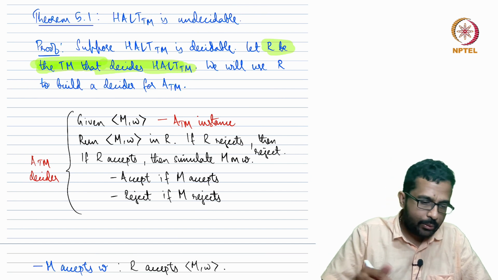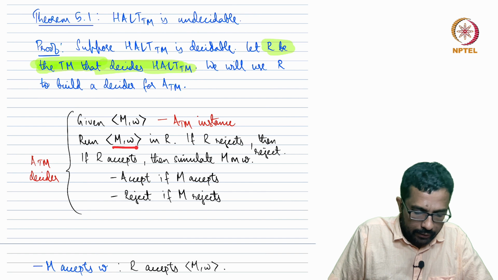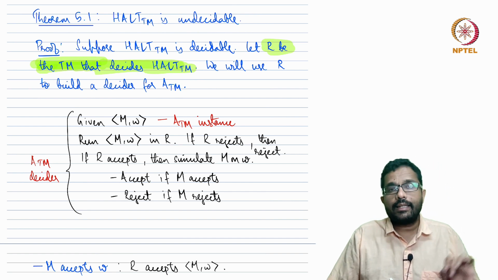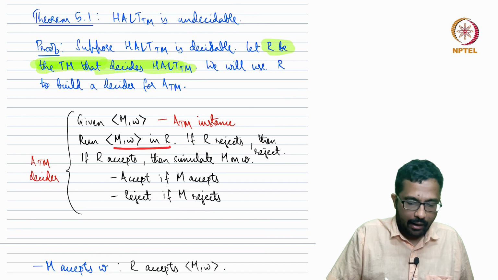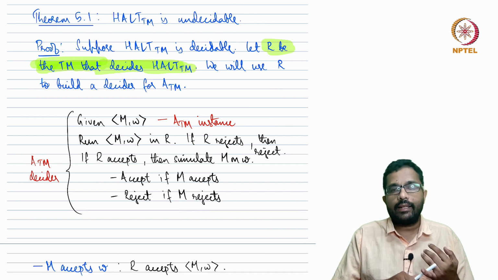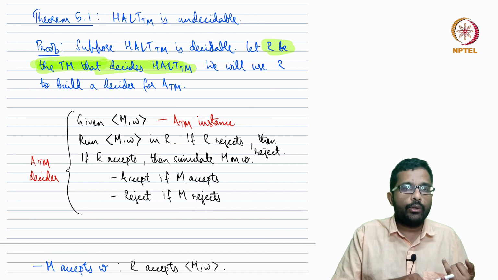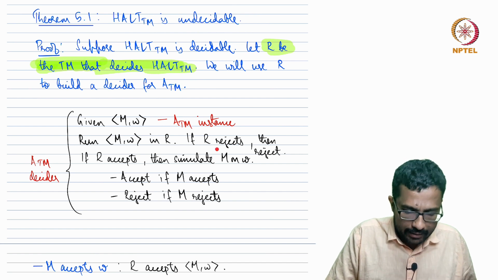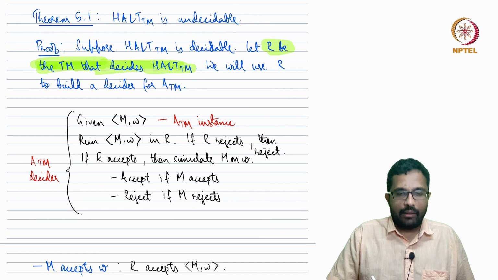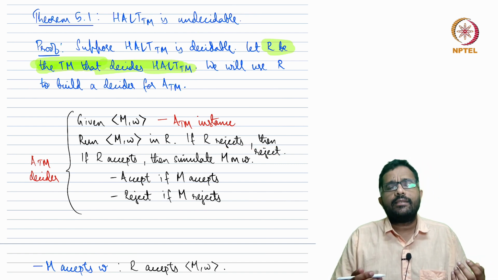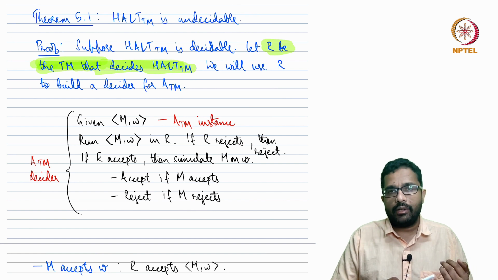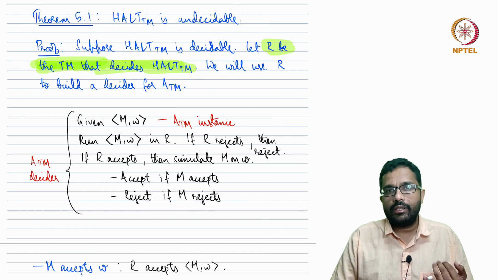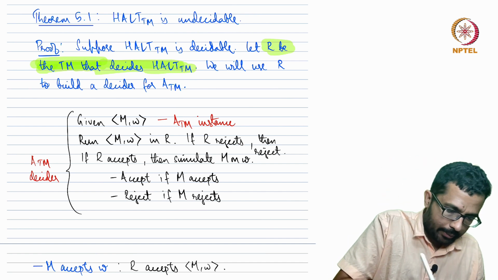So what we do is, first we feed M and W to R. R is a decider for HALT-TM, so R should tell whether M comma W is a yes instance or a no instance of HALT-TM. In other words, R should tell whether M halts on W, yes or no. Suppose R rejects, then we reject. What does it mean if R rejects? It means that it is a no instance of HALT-TM. In other words, M does not halt on W, so then we reject. So maybe I'll just note it here.